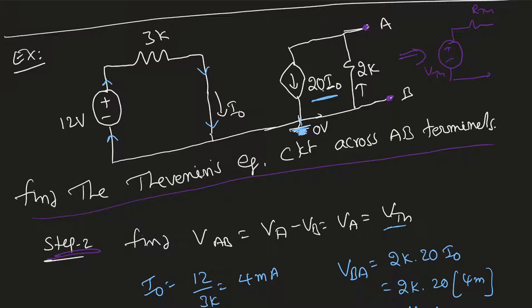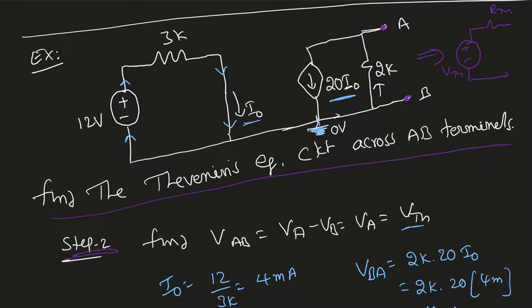So here I have a current dependent current source. I need to find how much current this is supplying, so I need to find I0. I0 is right here, flowing through this branch. That value I can easily find since there is only one voltage source and one resistor. So basically I0 equals 12 divided by 3K, which is 4 milliampere. So the current passing through this is 4 milliampere.